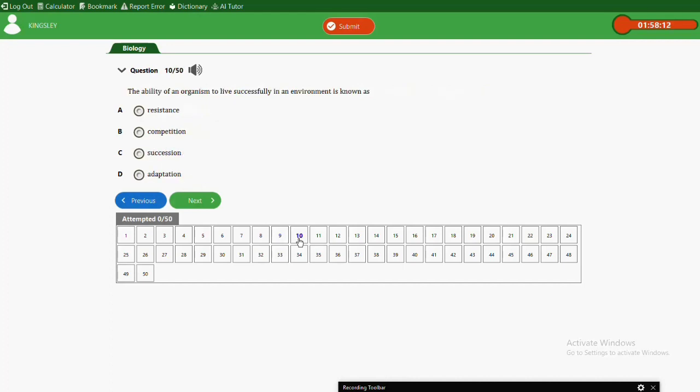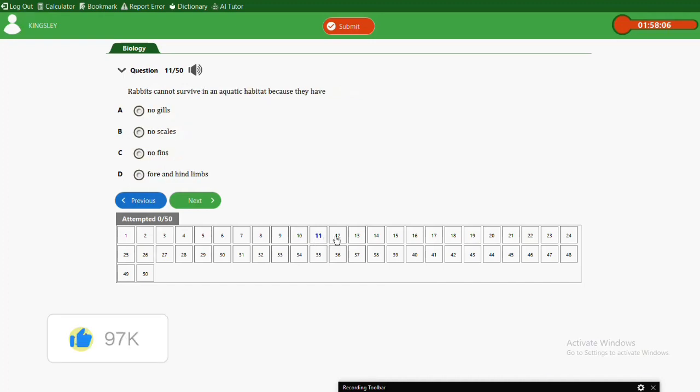So the next question here says, the ability of an organism to live successfully in an environment is known as A, resistance, B, competition, C, succession, D, adaptation. And guys, the correct answer to this is adaptation. If an organism is able to live successfully in an environment, it has adapted to that environment. So guys, the next question here is question number 11.